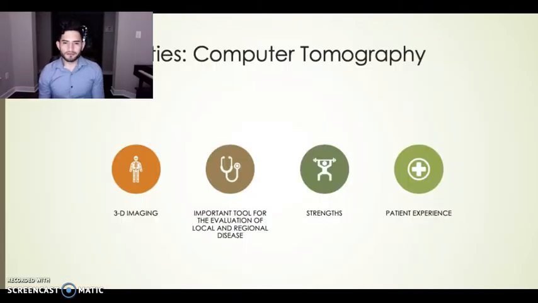A computer tomography or CT scan uses combined data from several X-rays to produce and reconstruct a detailed three-dimensional image of structures inside the body. Computer tomography is an important tool for the evaluation of local and regional disease in selected patients who have an established diagnosis of breast cancer.